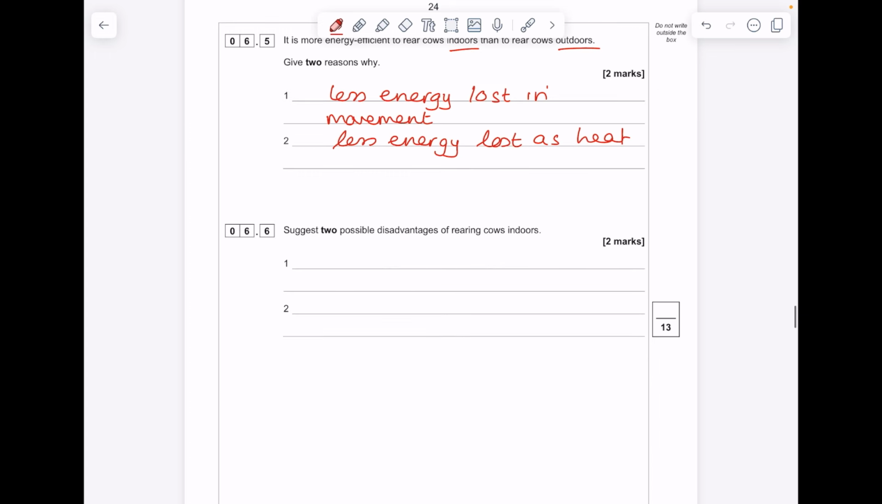Give 2 possible disadvantages of rearing cows indoors. Now, annoyingly, they don't want any answers involving ethics, which is a shame because it is very sad for the cows to just be stuck indoors all the time. Instead, they want you to mention the fact that they'll be reared more intensively, so they'll be closer together, which will increase the spread of disease.